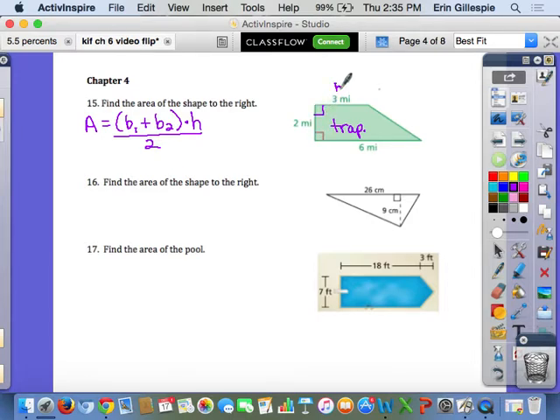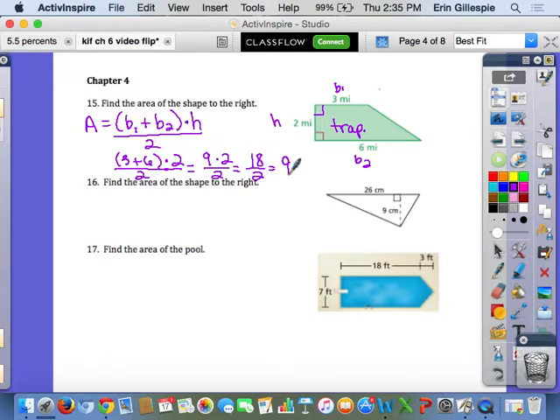So that means 3 and 6 are my base 1 and my base 2. My height always has to make a 90-degree angle with the base, so my height is that 2 over there. So plugging those into the right spots, I'd have (3 plus 6) divided by 2 times the height of 2. Order of operations, add those two numbers in the parentheses together first, so that's going to be 9 times 2 divided by 2. Simplify the numerator, 9 times 2 is 18, and 18 divided by 2 is 9.